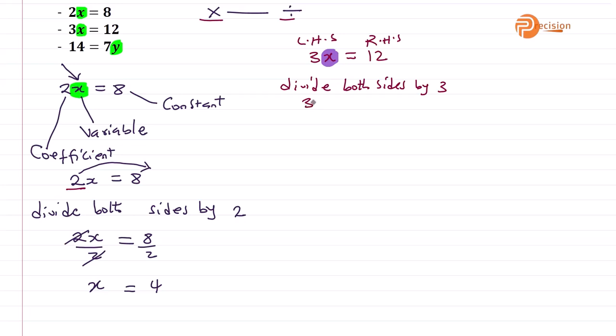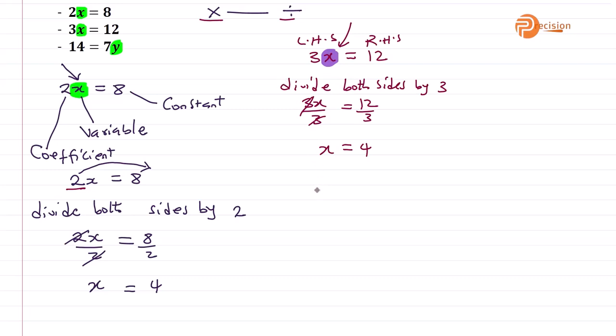So let's go ahead. 3x over 3 is equal to 12 over 3. The 3's cancel out, and then x is equal to 12 divided by 3, which is 4. Right? That is it. So if you check, since they are together, they are multiplying. 3 times 4 is 12. This makes sense. Very easy. Don't complicate it. Just keep it simple.